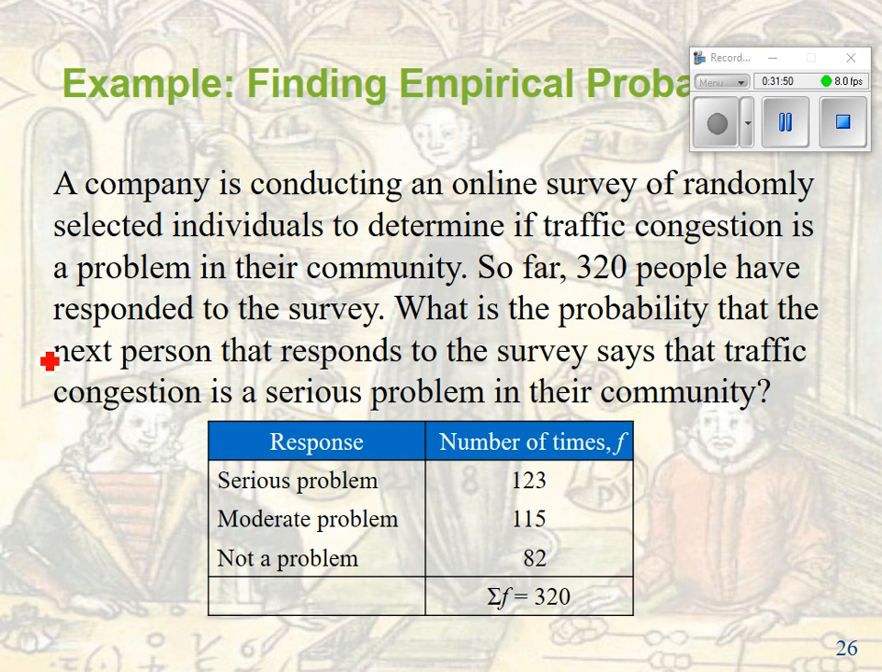What's the probability the next person that responds to the survey says that traffic congestion is a serious problem in their community? So we want the probability that they say it's a serious problem. How many total people did we survey? 320, that's on the bottom. How many said it was a serious problem? That would be your probability. Again, you go out and you say, look, this is a serious problem, 123 out of 320 people said it's a serious problem.